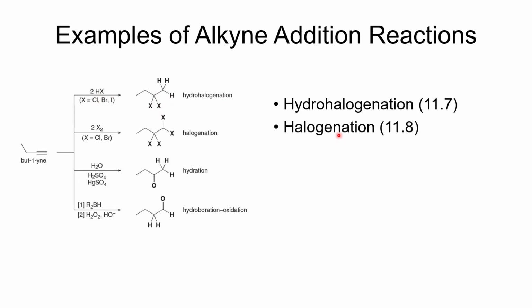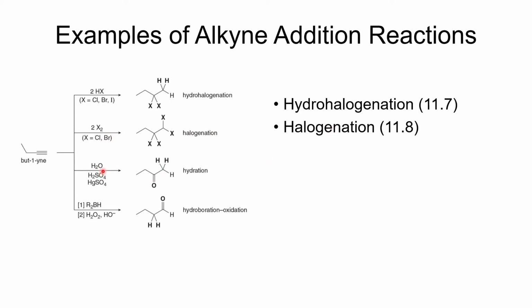With halogenation, we're going to add 2 halogen atoms across. Like with alkenes, we can really only do this with chlorine and bromine. We can't do it with iodine and fluorine. Just as a reminder, fluorine just catches everything on fire. So that won't work. So we'll do the halogenation. We'll talk about that here in a bit.